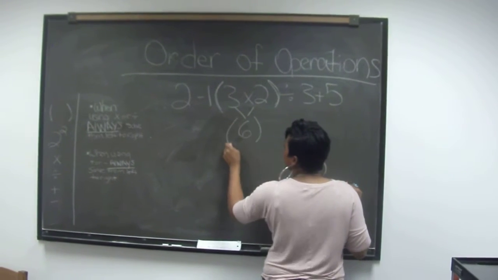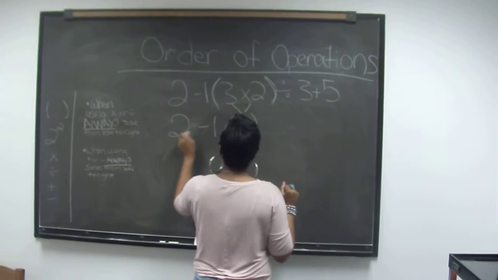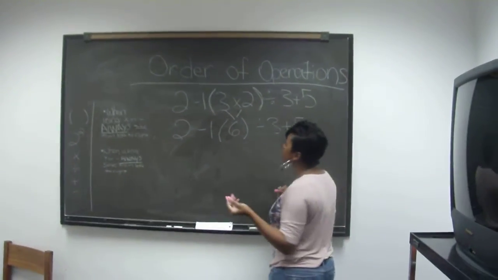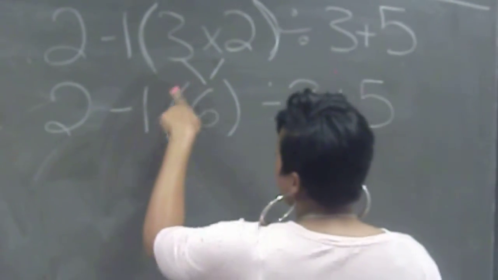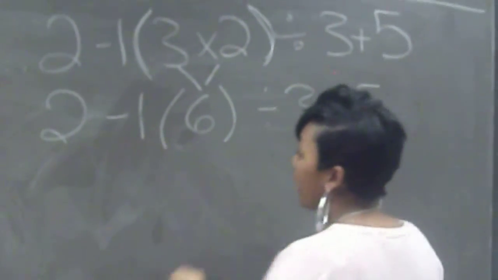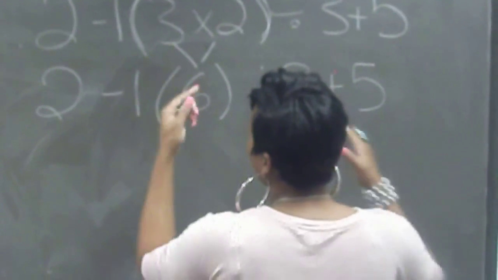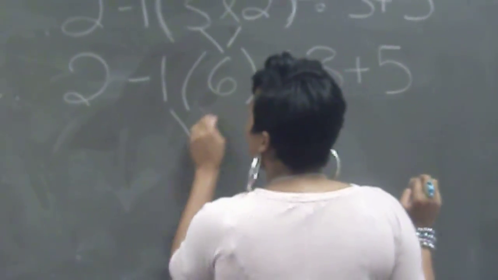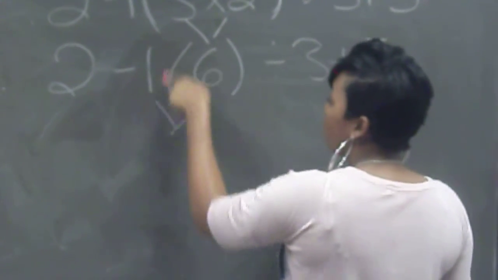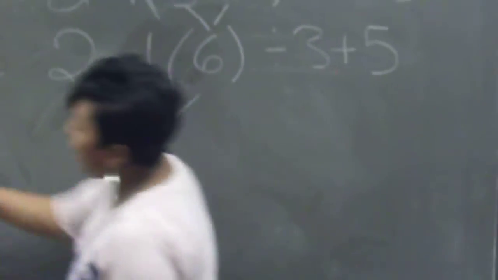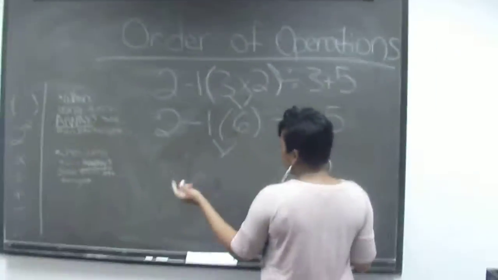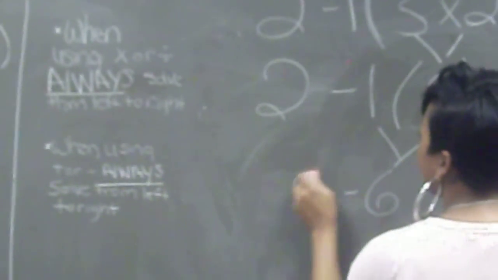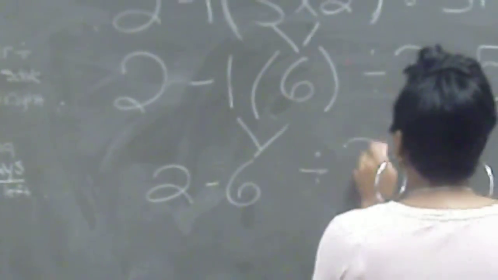I'll keep it in parentheses, bring everything else in the problem down. Okay? Then next, we're going to do parentheses again because the sign is still there. Until we cancel the parentheses out, we'll keep using whatever sign we have until we get rid of it. So next we're going to do 1 times 6. And parentheses means multiplication as well as the X does. So 1 times 6 is 6. So we're going to bring everything else down.